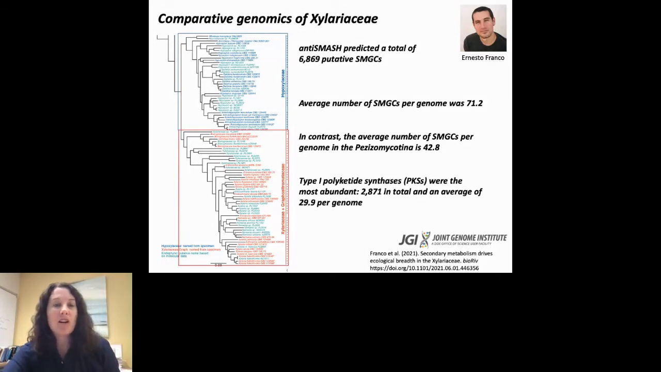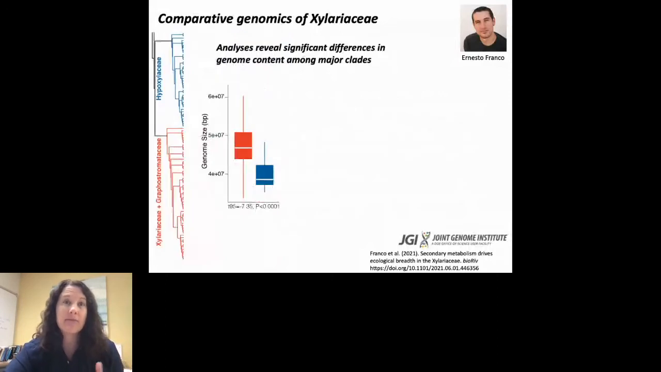Overall, we found that the most abundant type of secondary metabolite gene cluster were the type 1 polyketide synthases. There were almost 3,000 of these, almost 30 per genome. One thing that we found unexpectedly was that there were significant differences in the genome content between these two clades, the Hypoxylaceae and the Xylariaceae sensu lato. In particular, the Xylariaceae genomes shown in red were larger than the Hypoxylaceae genomes.